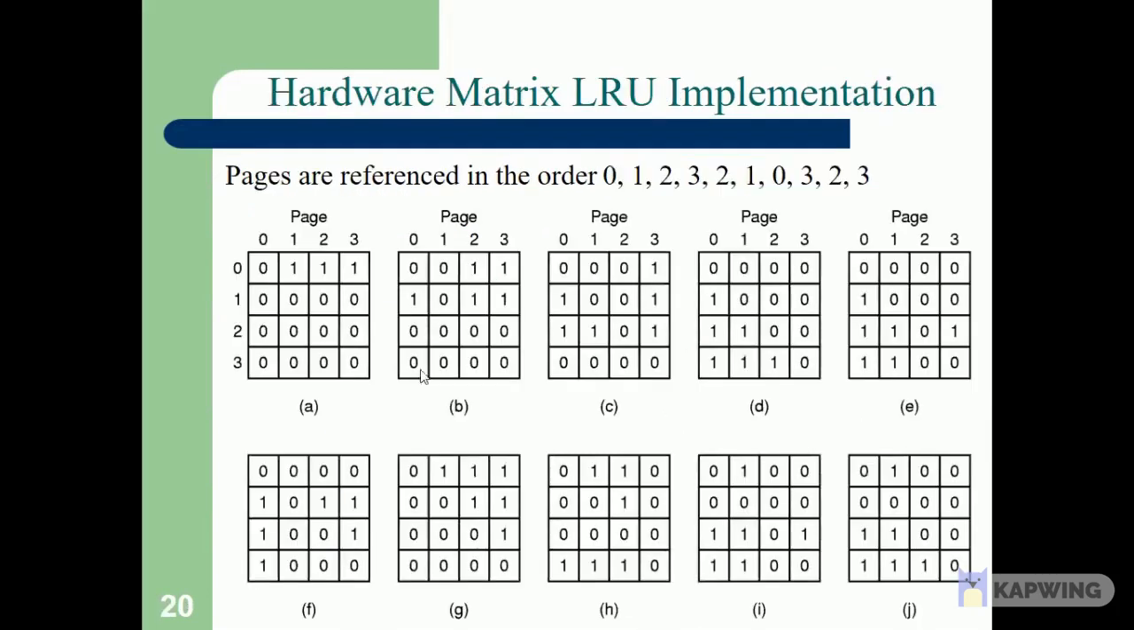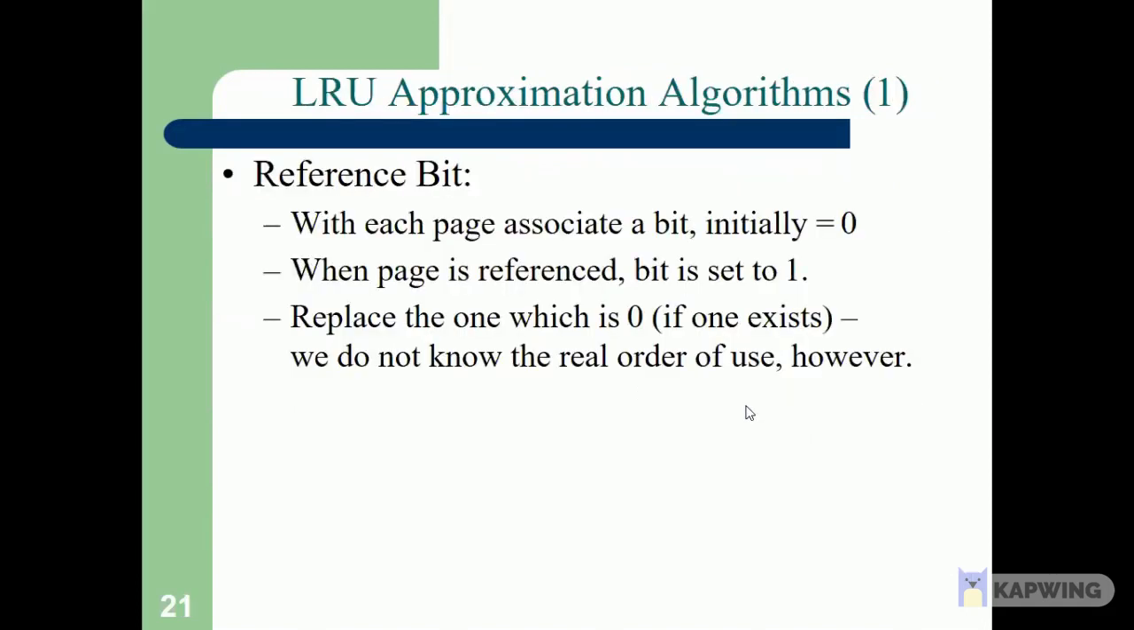Hardware matrix LRU implementation. Pages are referenced in this order. So these are the references. How will it change in LRU? How do you refer to that page in a matrix format? So this shows how we refer to the page. So here 0, 1, 2, 3. Likewise, we will refer to the second page, third page in the matrix format.